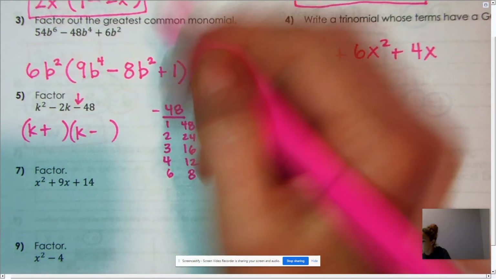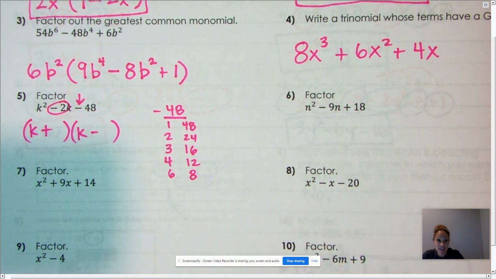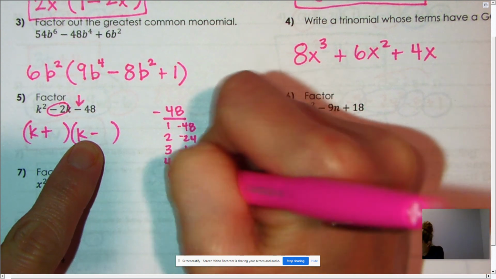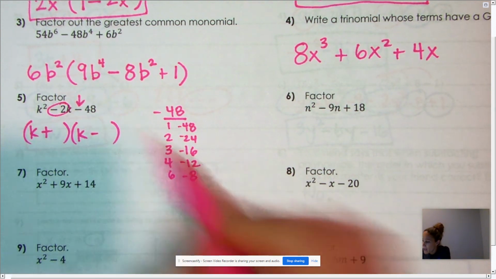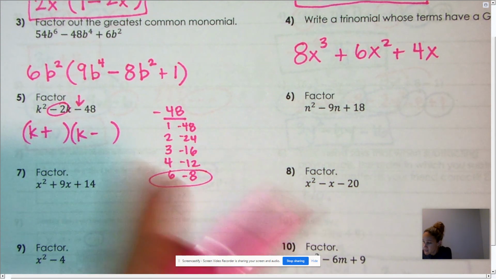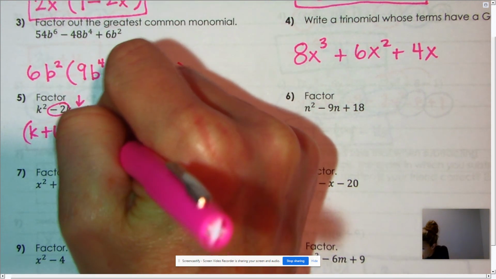Okay, so looking at my answer right here, I know I'm trying to add them together to get a negative 2. So if the answer is going to be negative, I know that the minus has to stick to my bigger numbers. So then I'm just looking for what has a difference of 2. Well, it would be that one right there. So I'm going to put the 6 next to the plus. I'm going to put the 8 next to the minus. And that's my answer.